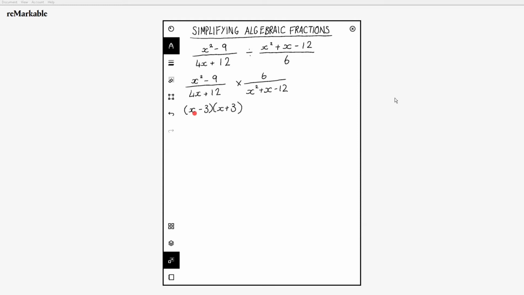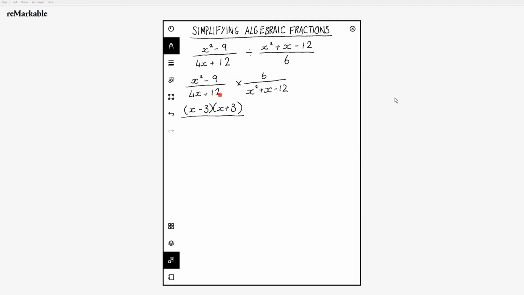And you can even multiply that out to check it. You get x squared plus 3x minus 3x, so there's no x term, and then minus 9. So you have your x's always at the front like that, and then whatever you're minusing, you do minus the square root of it here and then plus the square root of it over here. So we factorize that bit.